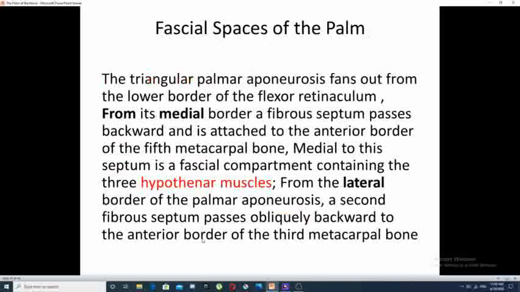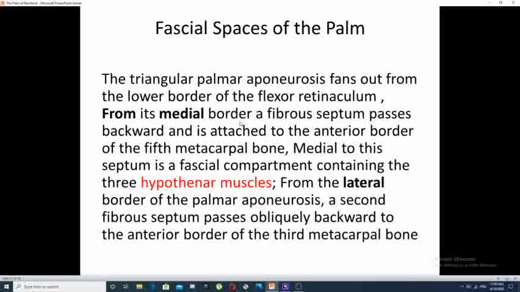Another topic is the fascial spaces of the palm of the hand. The triangular palmar aponeurosis fans out from the lower border of the flexor retinaculum. From its medial border, a fibrous septum passes backward and is attached to the anterior border of the fifth metacarpal bone.